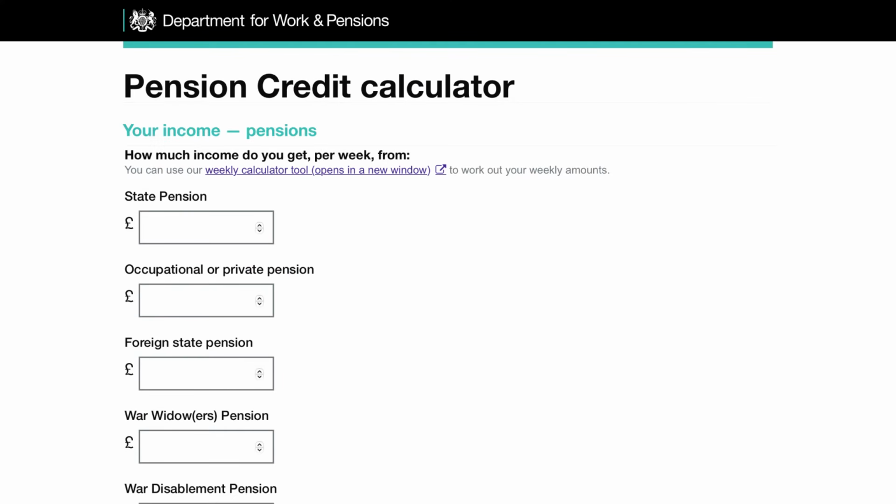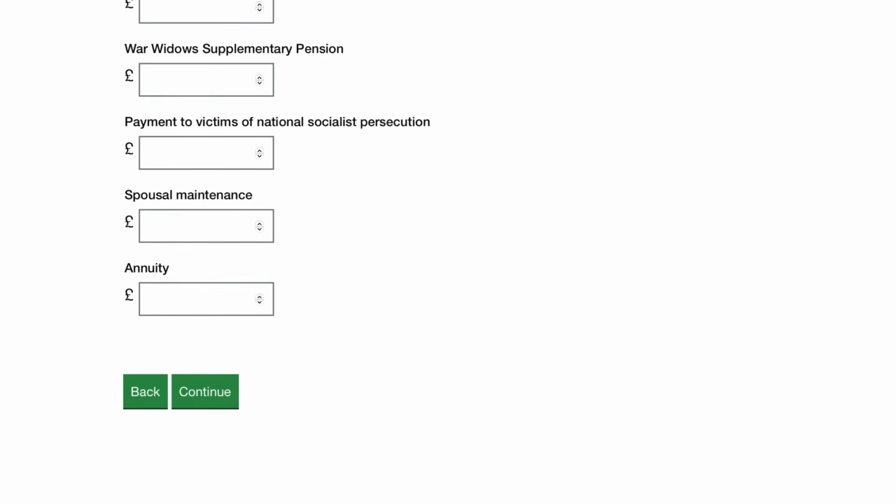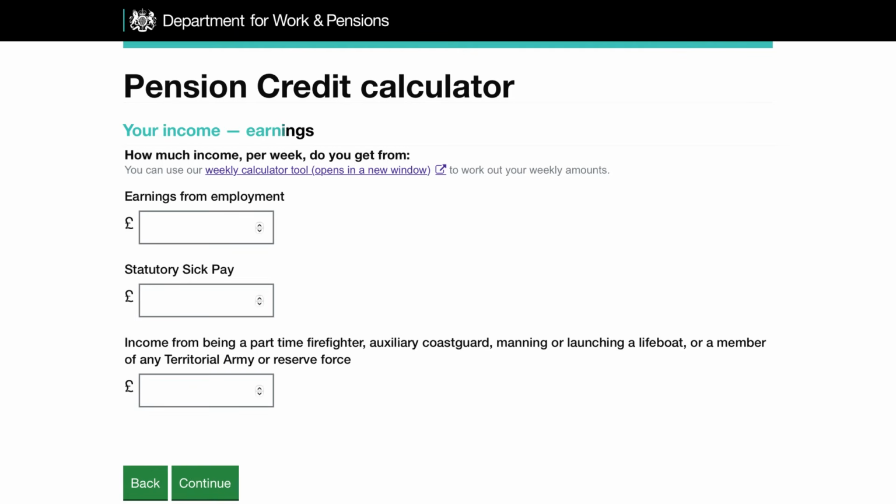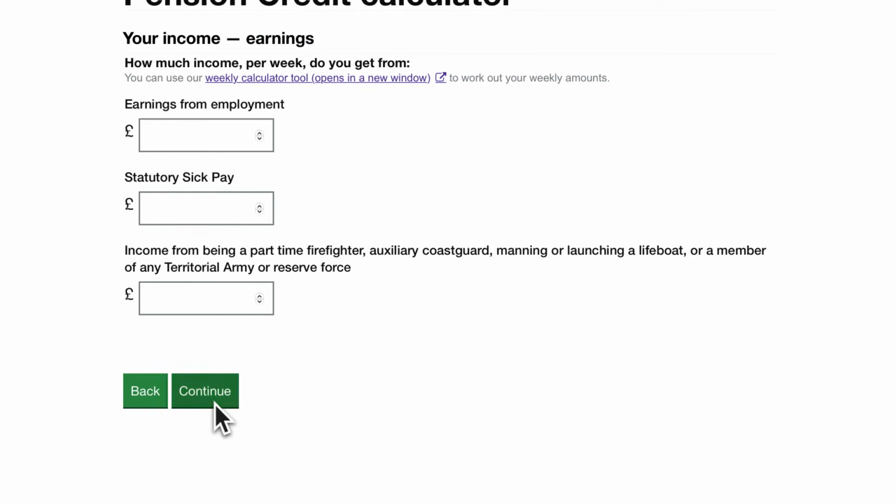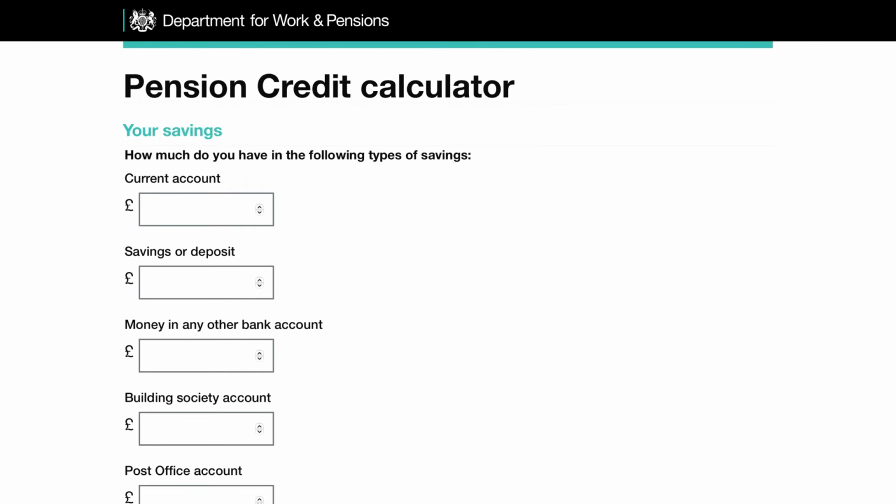Jackie receives the full rate of the new state pension at £230.25 per week. She also receives a personal pension of £45 per week. Jackie does not receive any income from earnings, so this section can also be left blank. Jackie types that she has savings of £22,000 and then continues to the summary, where she can check all of her answers.